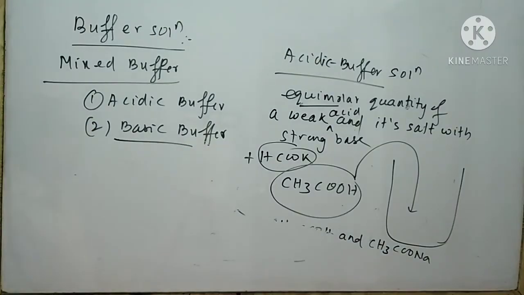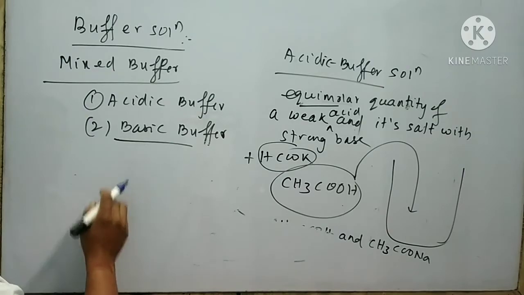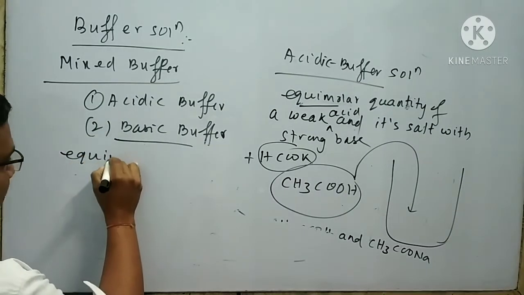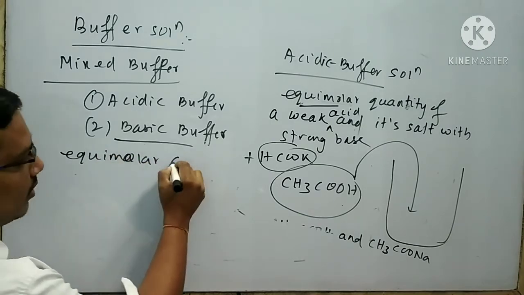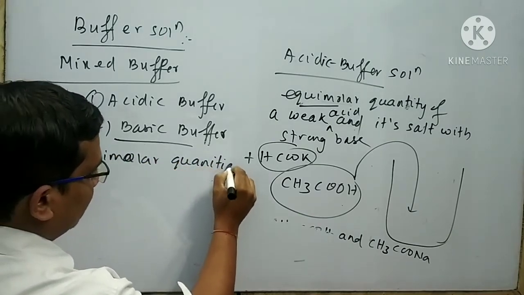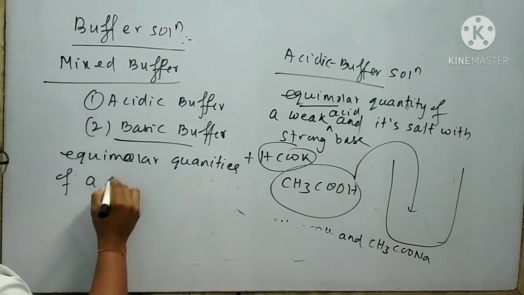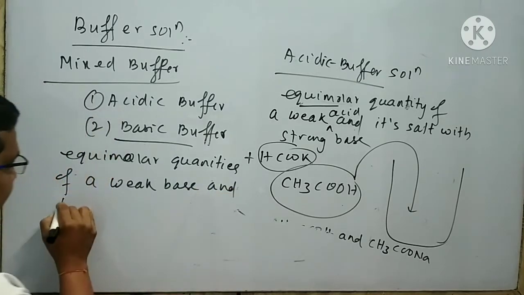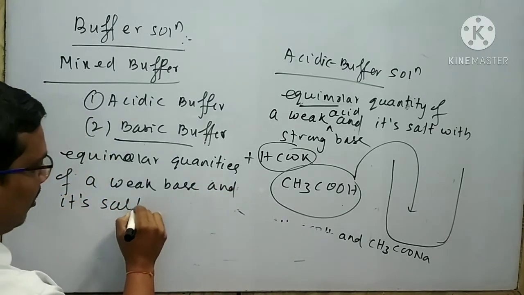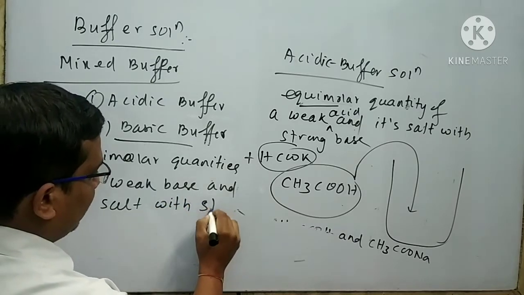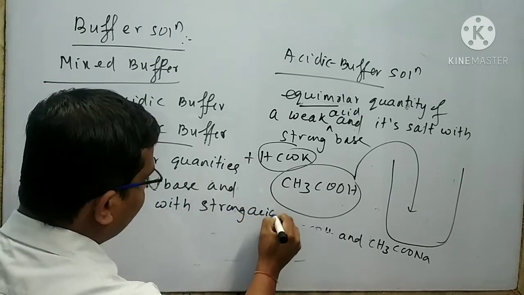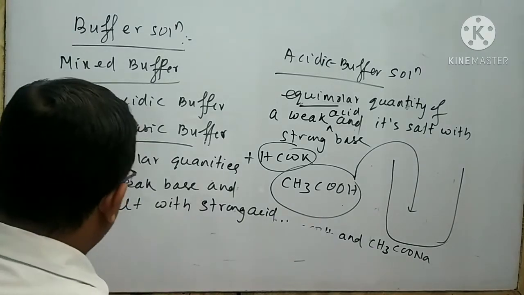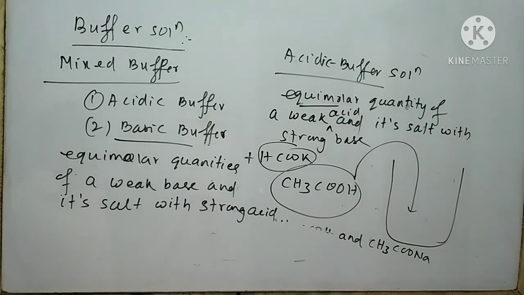Next, I want to explain about the basic buffer. Basic buffer contains equimolar quantities of a weak base and its salt with a strong acid. Let me explain with an example.